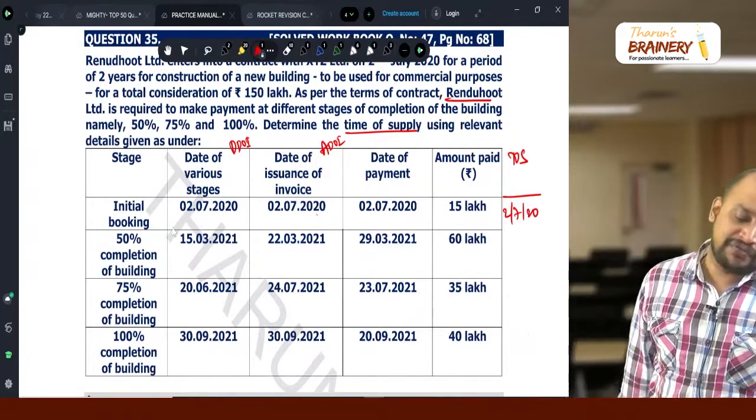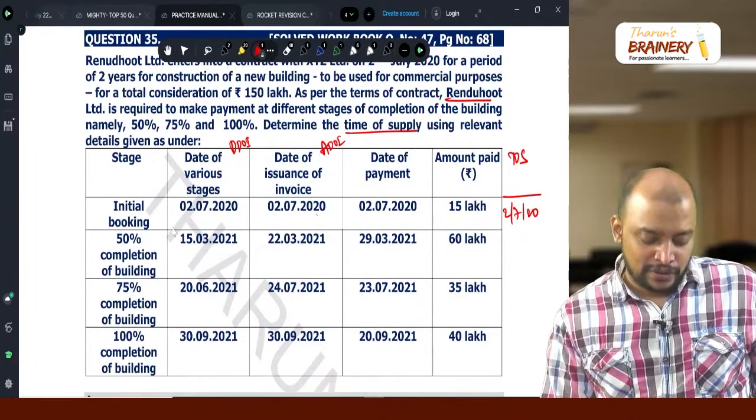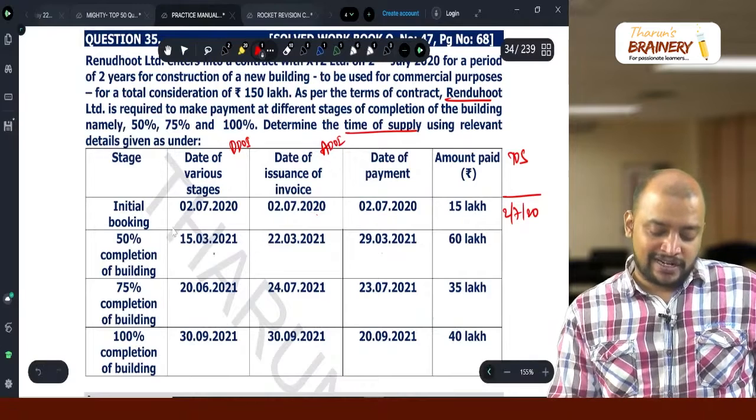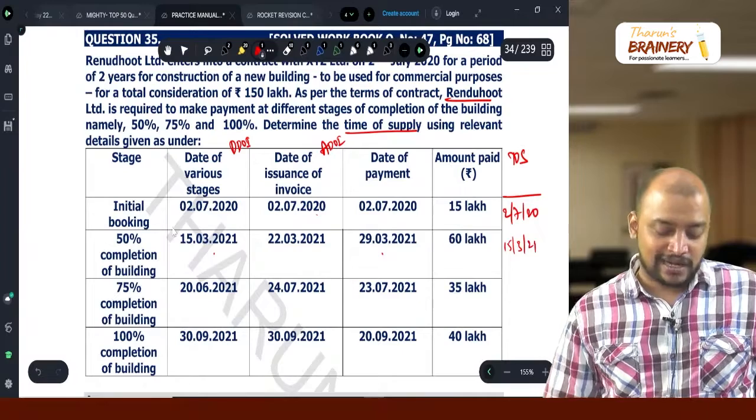Then 50% completion of building. Due date of invoice 15 March. Actual date of invoice 23rd March. So invoice not given within due date. So therefore due date of invoice or date of payment, whichever is earlier. So 15/3/2021 is the time of supply.